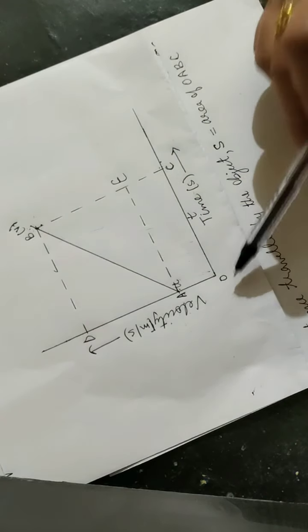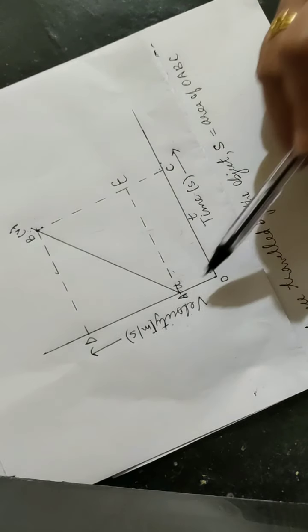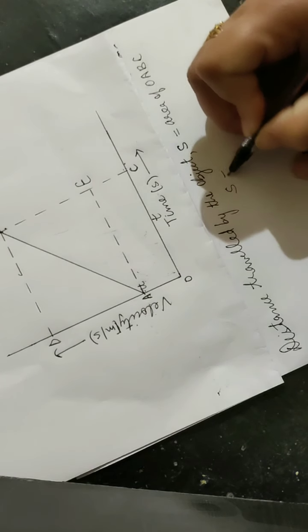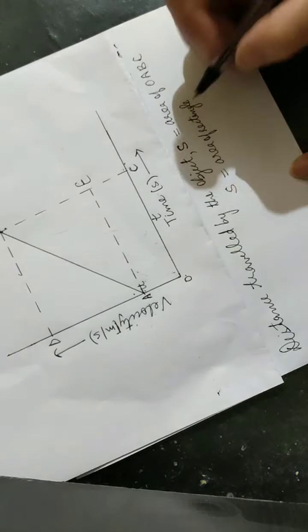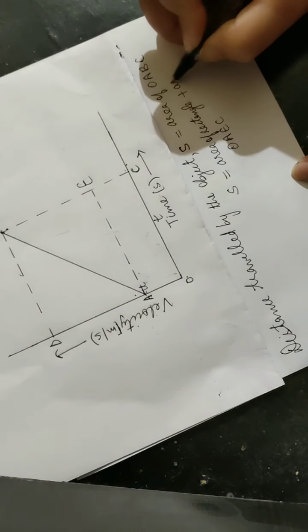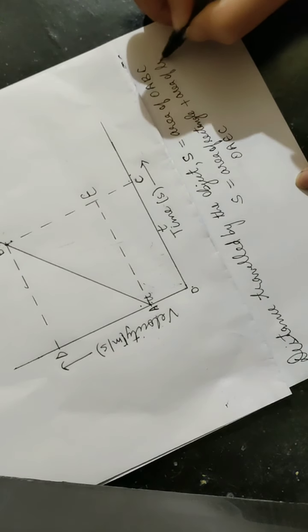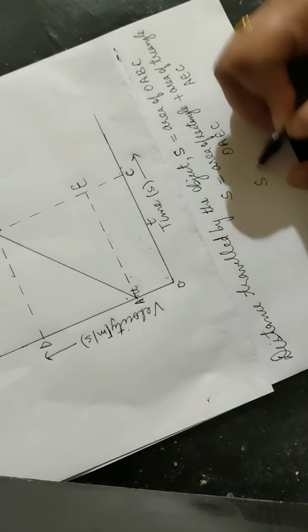What is this OABC? Is it a rectangle? No, it's a trapezium, and in this trapezium there are two figures. One is a rectangle, another is a triangle. Therefore, we can write S is equal to the area of the rectangle. Which rectangle? It is OAEC, plus the area of the triangle. Which triangle? It is AEC.